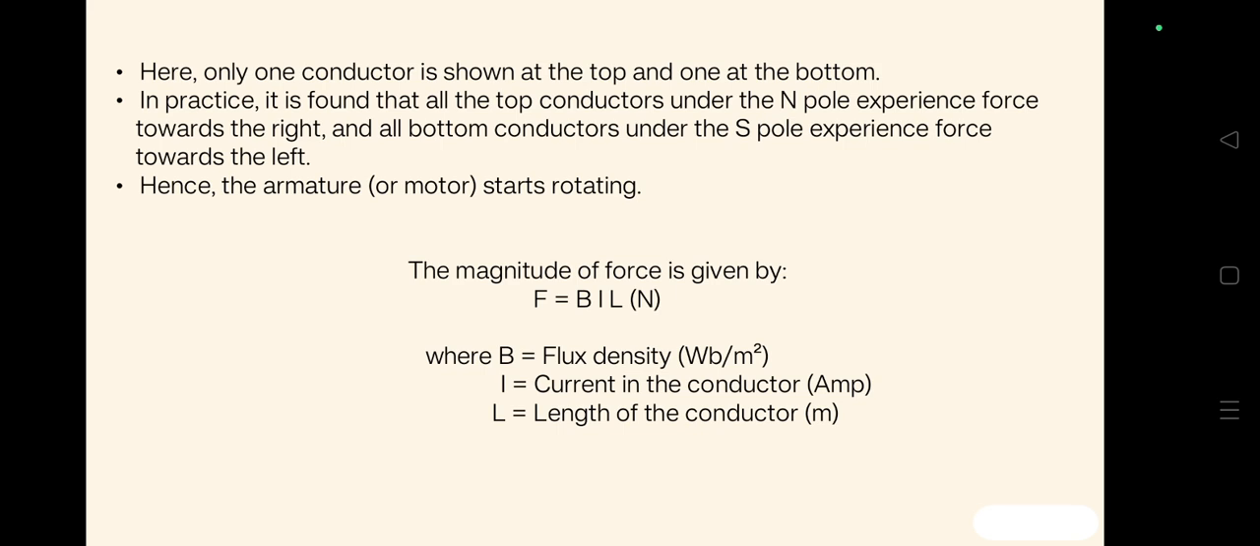Conclusion. So to conclude, DC motor converts electrical energy into mechanical energy. Its construction includes yoke, armature, commutator, brushes, etc. It works on Fleming's left hand rule. DC motors are widely used because of their simple construction and good speed control.